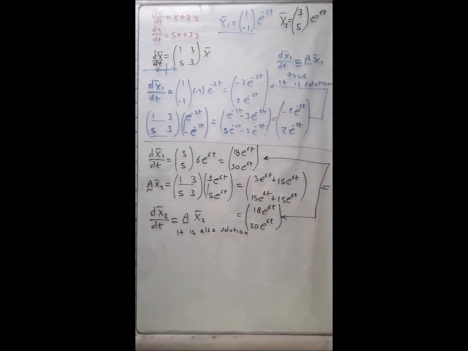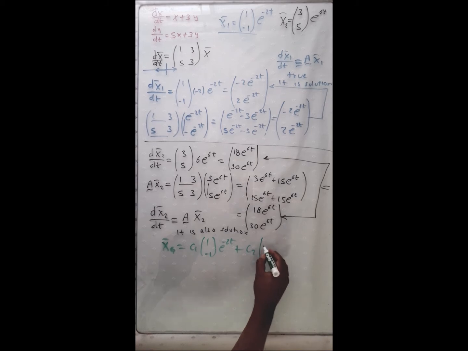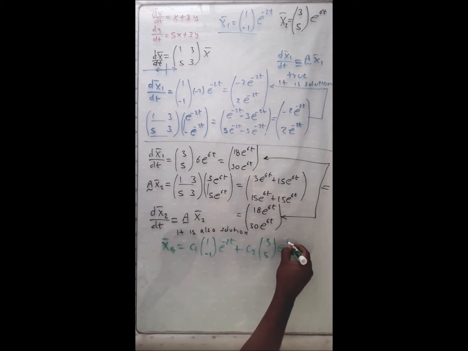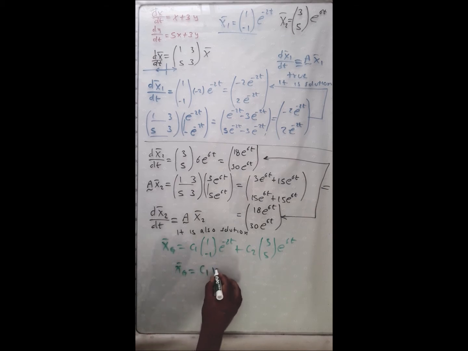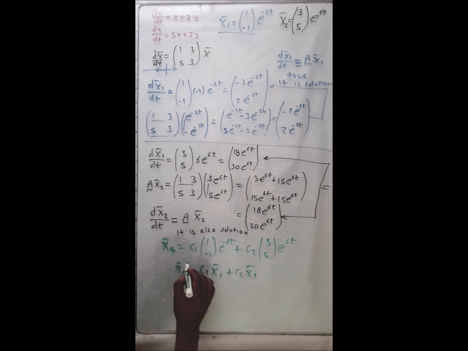Because we have proved that both are solutions, what we usually do to write the final result is just the general solution. The general solution is going to be C1 times my first solution, which is 1, minus 1 exponential of minus 2t, and then C2 times my second solution, which is 3, 5 exponential of 6t. It's just the linear combination of the solutions, C1 x1 vector plus C2 x2 vector. So this is the final solution, and that's what we are going to try to find, engineers.